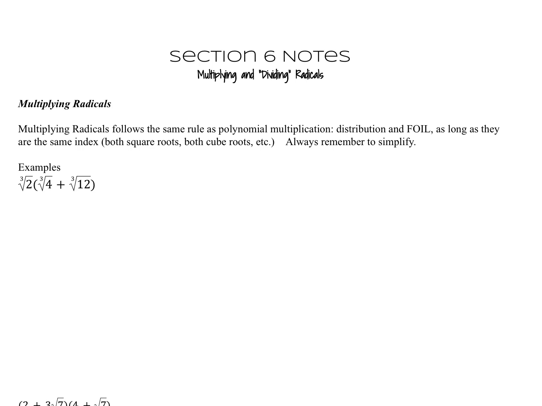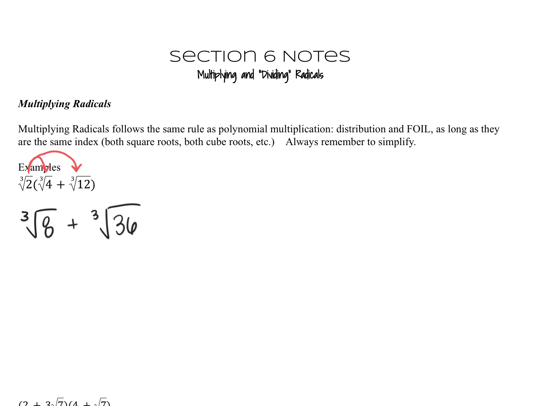So for our first example here, we have the cube root of 2 times the cube root of 4 plus the cube root of 12. So what we're going to do is distribute the cube root of 2 into both of our terms in the parentheses. So you get the cube root of 8, because 2 times 4 is 8, plus the cube root of 36, because 12 times 2 is 36.